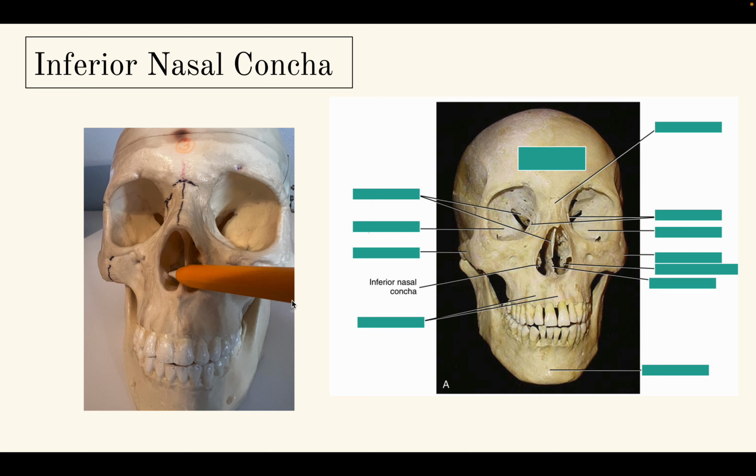Next is going to be the inferior nasal concha. It's a paired facial bone projecting inwardly from the maxilla, forming the walls of the nasal cavity. So you can see it's right here. It's a little pointy, bony structure, and there's one on the other side if my pen wasn't covering it.